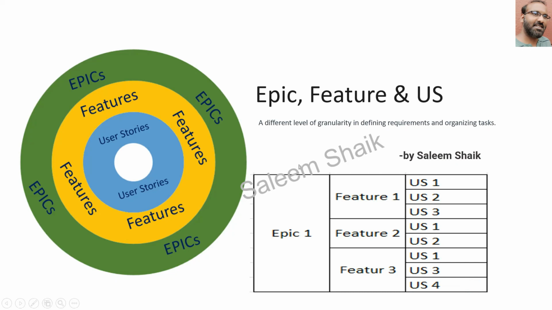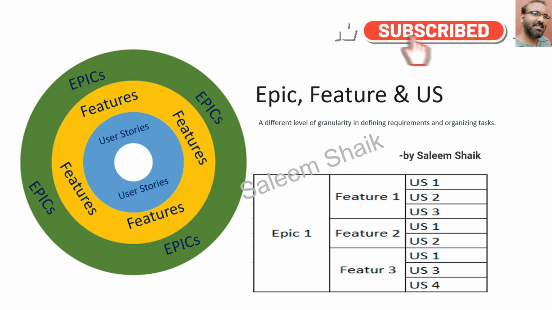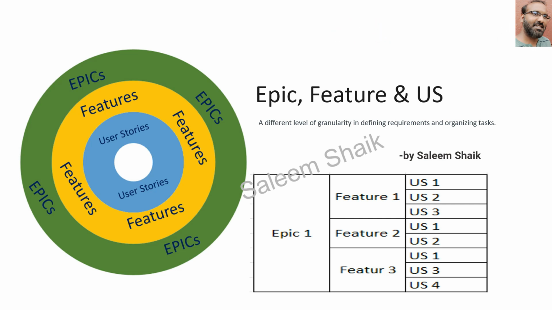Dear friends, in this video, we'll discuss the difference between epic, feature, and user story in Agile methodology. Epic, feature, and user story are different levels of granularity in defining the requirements and organizing the tasks.